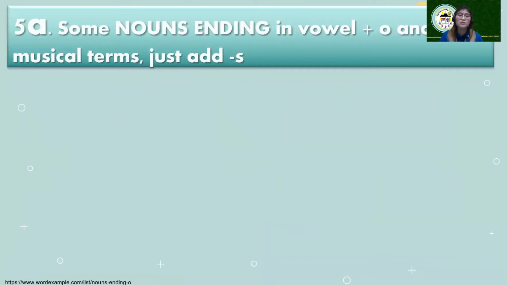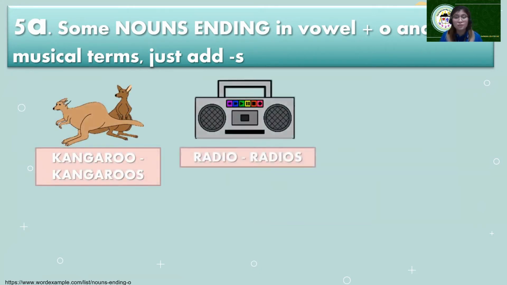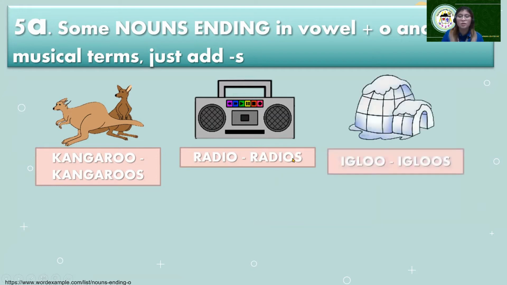Now let's move on to nouns ending in vowel plus O, or musical terms. Again, these are words ending in vowel plus O or musical terms. This time you just need to add S to it. Examples are kangaroos. Next, radio. So you can see that it's O preceded by another vowel, just simply add S. Or igloo to igloos. So again, since there's an O preceded by another O, just simply add S.